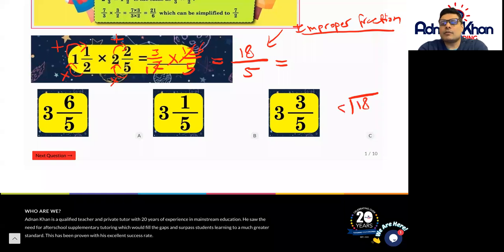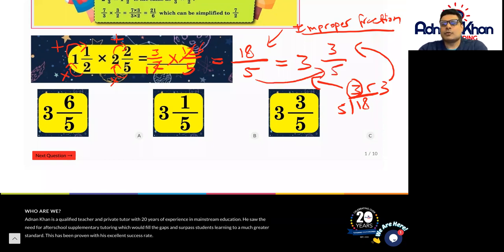So 5 goes into 18 3 times, and 5 times 3 is 15, and that gives us a remainder of 3. So 5 goes into 18 3 times, as we know, and the remainder is 3. The remainder goes on top, and the denominator stays at the bottom. So now we have the new answer, which is 3 and 3 over 5.